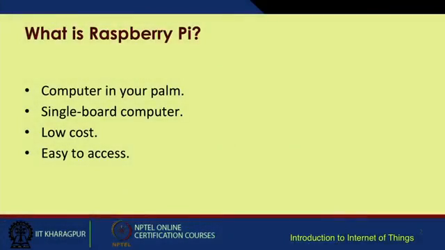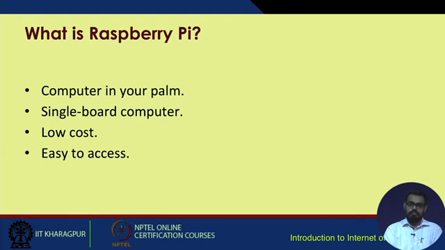So, what exactly is a Raspberry Pi? It is basically a micro-sized computer. In common terms, it is said to be a computer in your palm. More specifically, it is a single board computer, which is a very low cost device and very easy to access. These are some of the main reasons why Raspberry Pi has become so popular with respect to IoT as well as with hobby electronics people.